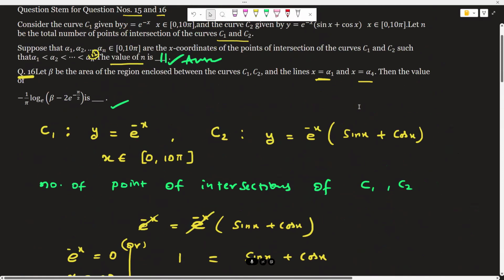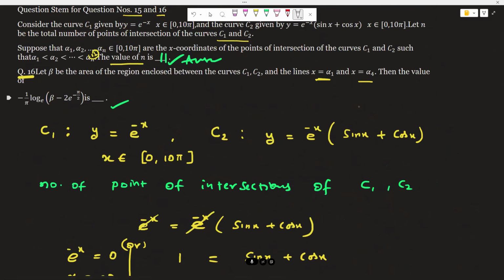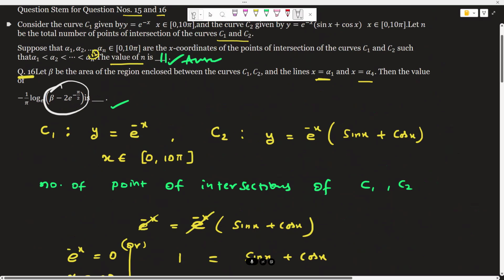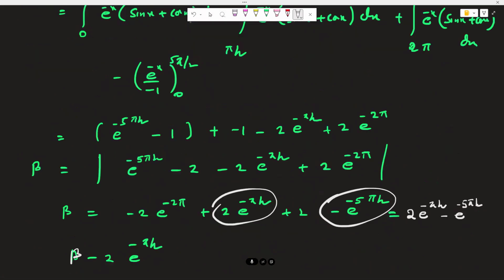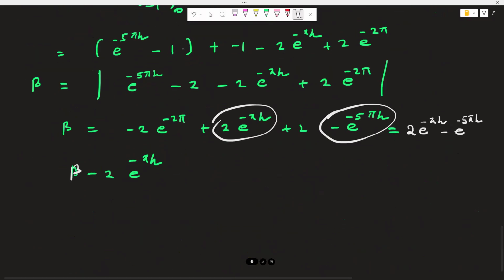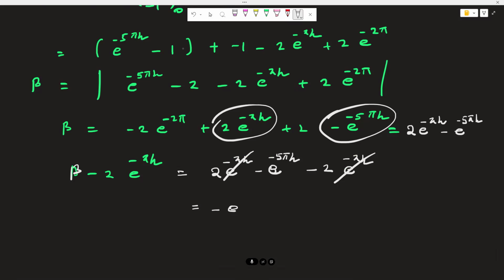From the question part, beta minus 2 into e power minus pi by 2. So the beta value we just calculated is 2 into e power minus pi by 2 minus e power minus 5 pi by 2, minus 2 into e power minus pi by 2. Two things got cancelled. So finally this value is minus e power minus 5 pi by 2.